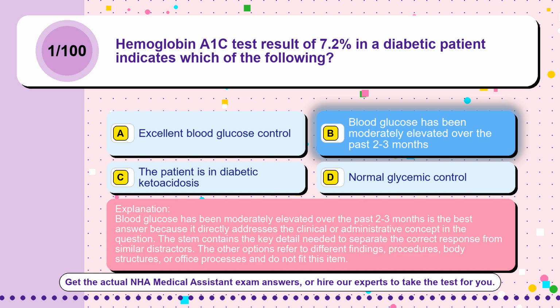Blood glucose has been moderately elevated over the past 2 to 3 months is the best answer because it directly addresses the clinical or administrative concept in the question. The stem contains the key detail needed to separate the correct response from similar distractors. The other options refer to different findings, procedures, body structures, or office processes and do not fit this item.